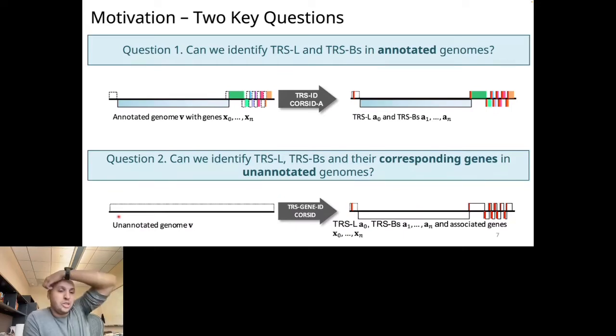Question two is especially relevant if you identify a new coronavirus species. You've never seen it before, you just assembled a new genome and you don't know what's going on. By answering question two, you can understand what the different genes are that are present and what the different transcription regulatory sequences are. So you can gain more understanding of your new viral sequence.